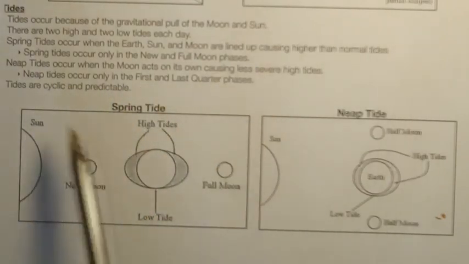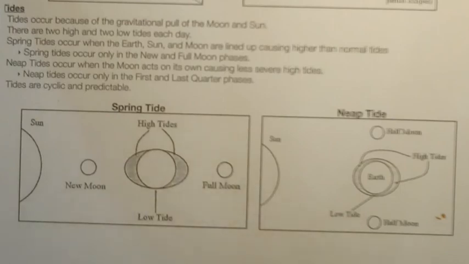And here's the thing about tides. They are cyclic and predictable because we can pretty much predict that about 6 hours after a high tide, there's going to be a low tide. And about 6 hours after that, you're going to experience another high tide again.